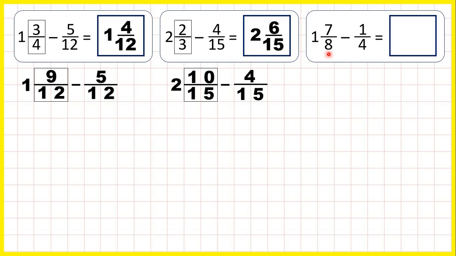Now 1 7/8 minus 1/4. So this time it's the fraction we're subtracting that we need to find an equivalent fraction for, because 8 is in the 4 times table. So rather than subtracting 1/4, we can subtract 2/8 from 1 7/8, because 4 times 2 is 8, and what we do to the denominator, we do to the numerator as well, and 1 times 2 is 2. So now we have our common denominator. 7/8 minus 2/8 is 5/8. We still have our 1 whole, so our answer is 1 5/8.